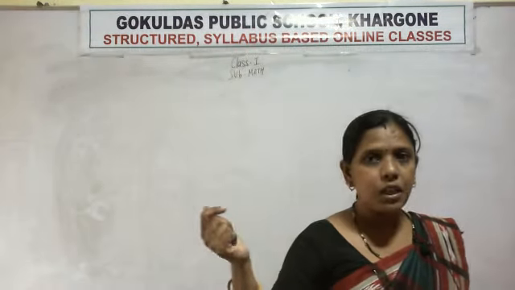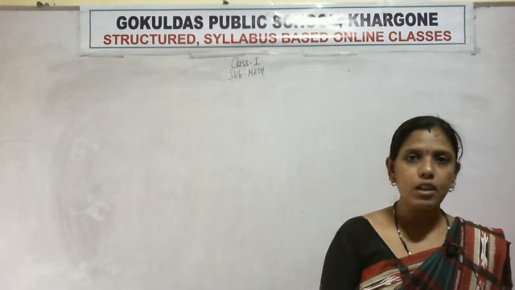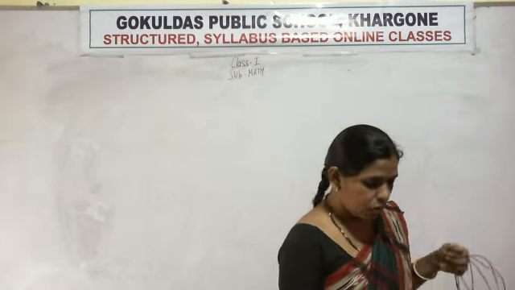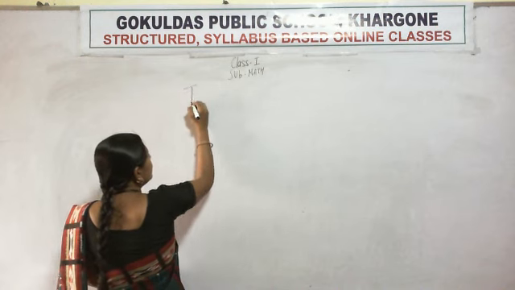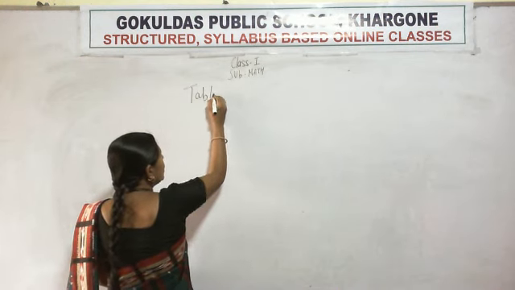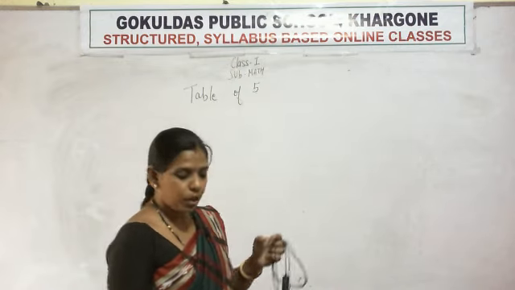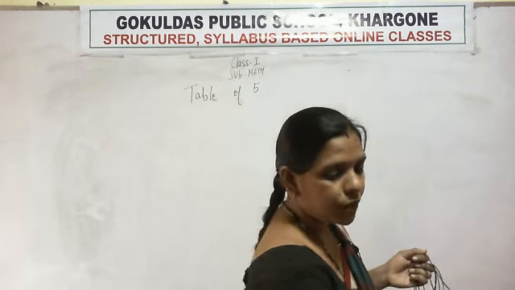You have written tables till 4. 2, 3 and 4 tables you have written. Now today we will write the table of 5. So from a new page, write the new heading. Write table of 5 and you have to write with me. You have to write the table with me and repeat after me also.